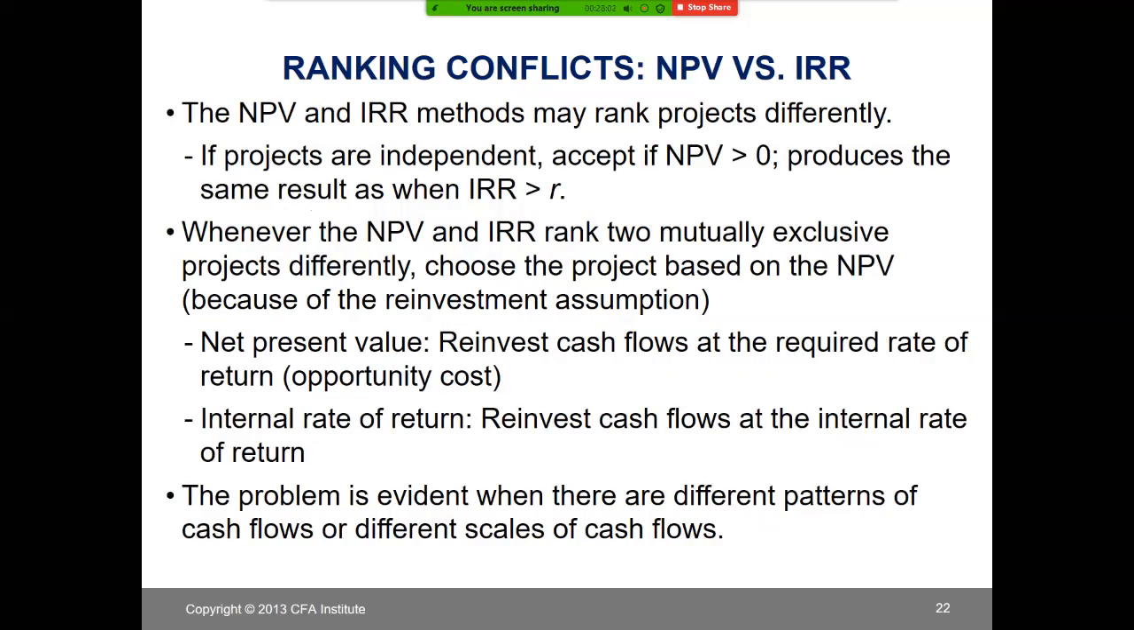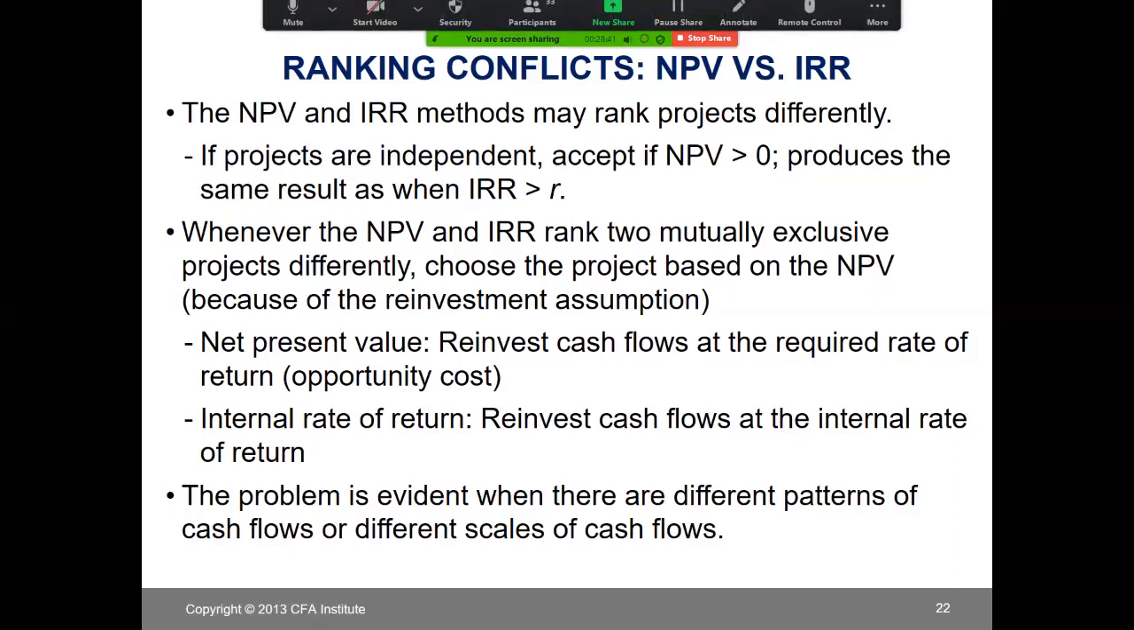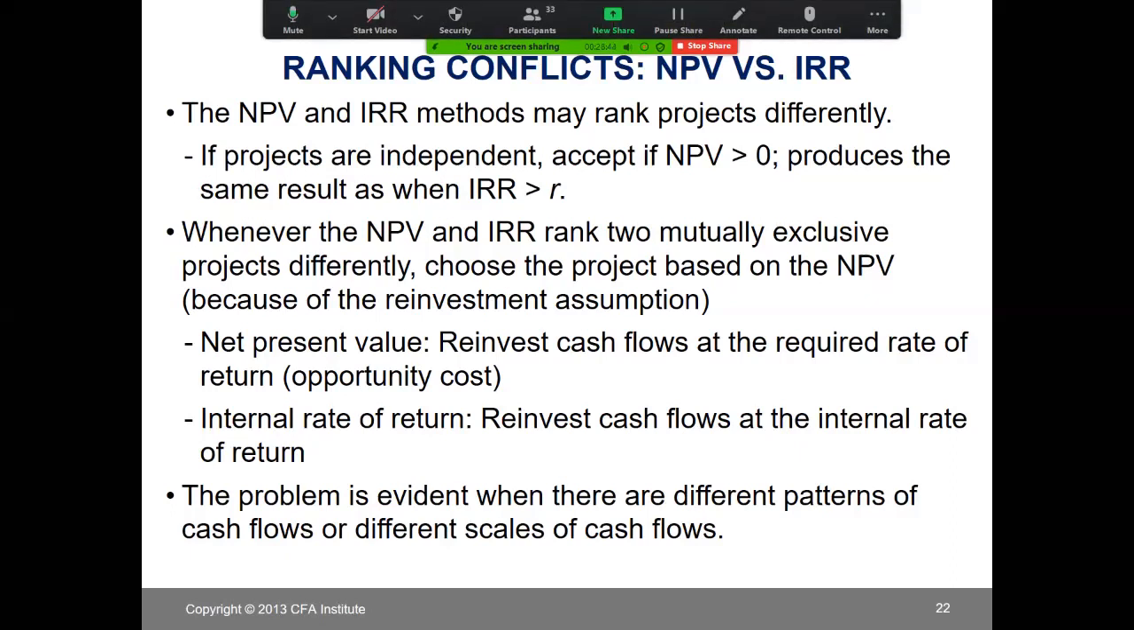So we've got some ranking conflicts between NPV and IRR. Both IRR and NPV do consider time value. If projects are independent, we accept a project if NPV is more than 0, and the same project will produce the same result if IRR is more than the cost of capital. If IRR is less than the cost of capital, that means NPV will be a negative value, less than 0. So that's why we get confused. Which investment criteria should we use, NPV or IRR?